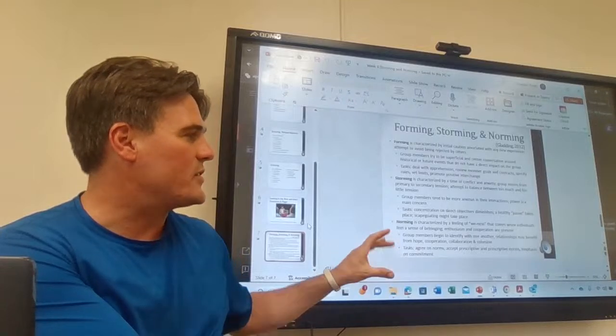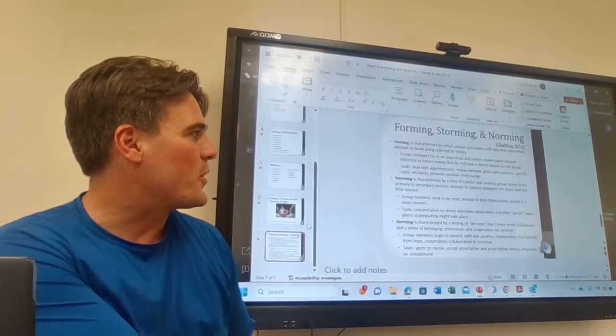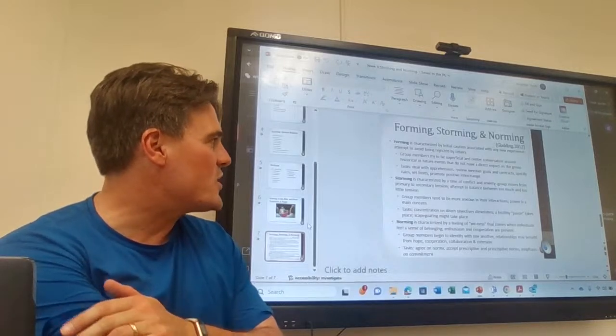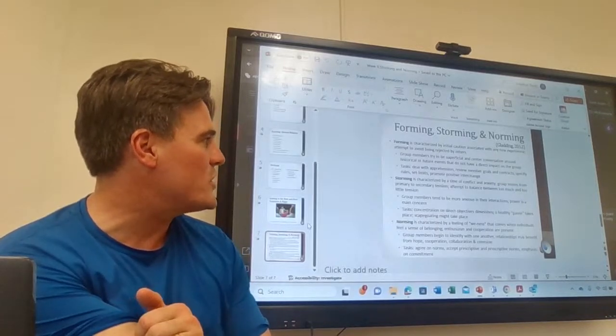Storming would be more like second, third week when you get into that. There could be conflict. There could be secondary tension. It mentions group members are more anxious.